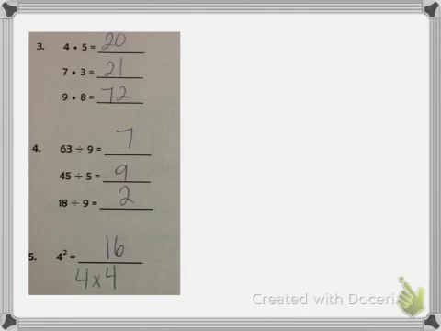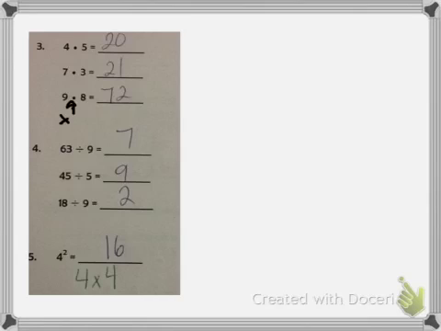Number 3. This dot here means multiplication. So 4 times 5 is 20. 7 times 3 is 21. 9 times 8 is 72. Number 4, division. 63 divided by 9 is 7. 45 divided by 5 is 9. And 18 divided by 9 is 2.